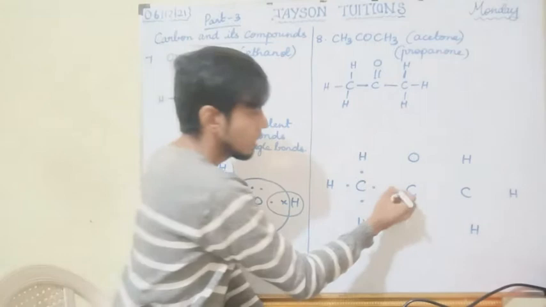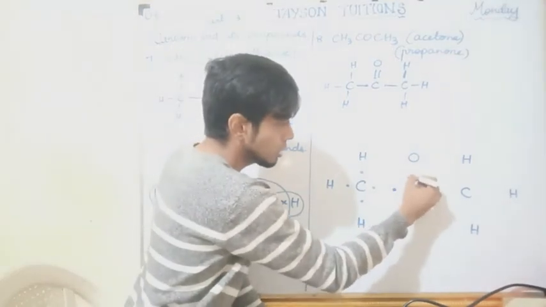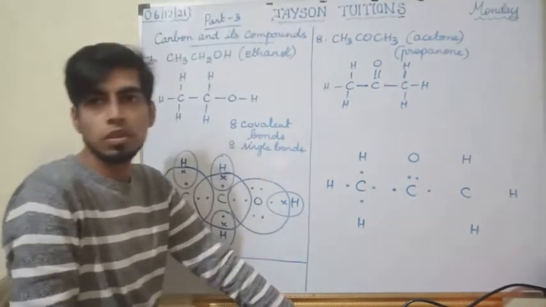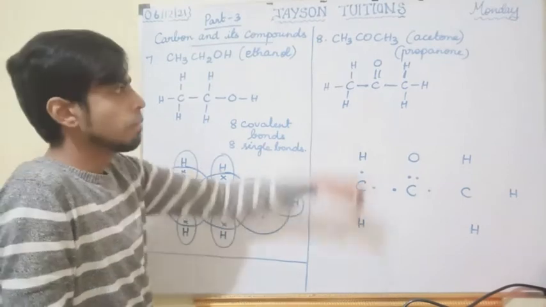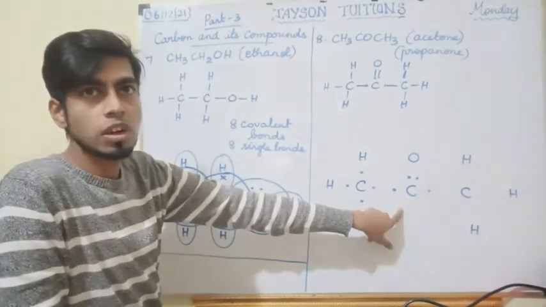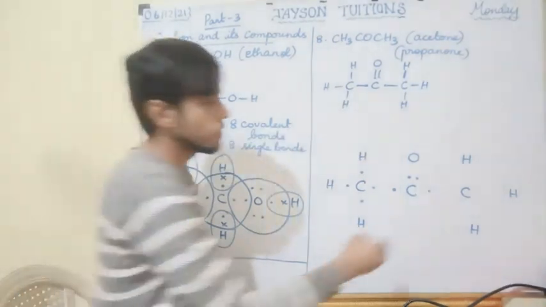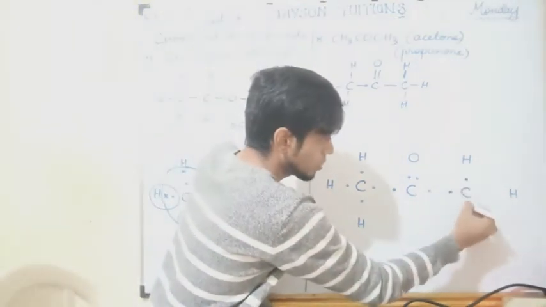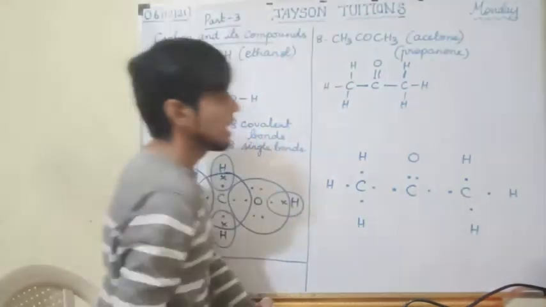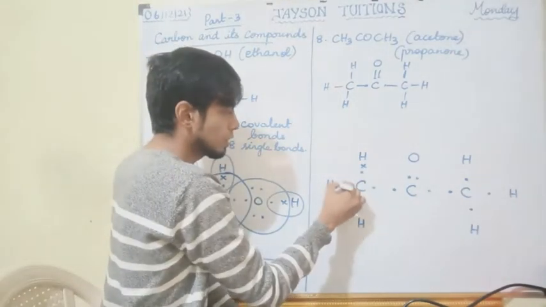Okay. So 1, 2, 3, 4. Like this you have to keep. Okay. Based on the structure, you have to keep the dots here. Next, for this carbon, all the 4 dots on all the 4 sides. So 1, 2, 3, 4. And for all the hydrogens, 1 dot.